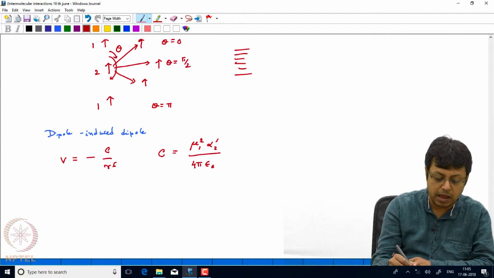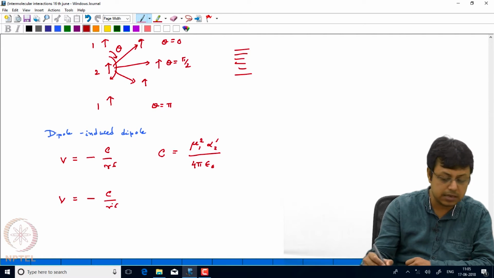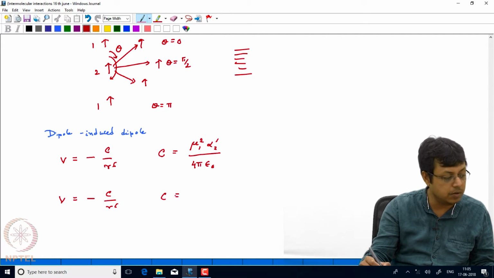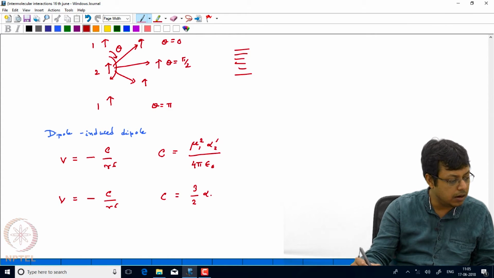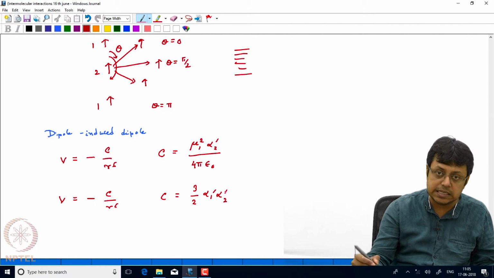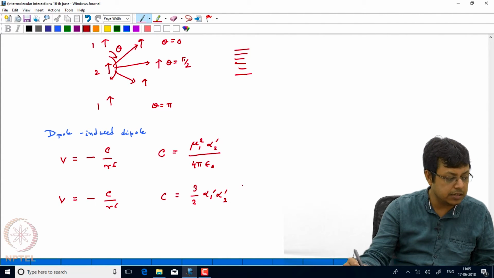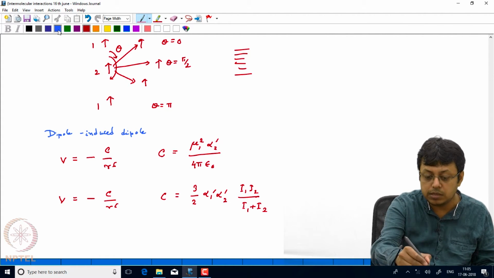interaction also will have the form of minus C by r to the power 6, but of course the form of the C will be very different. In this case, there are two polarizabilities. So, remember that there is no permanent dipole. So, one can actually derive it, and one can show that this is related to the ionization energy of these two molecules, and this equation is known as the London dispersion equation.